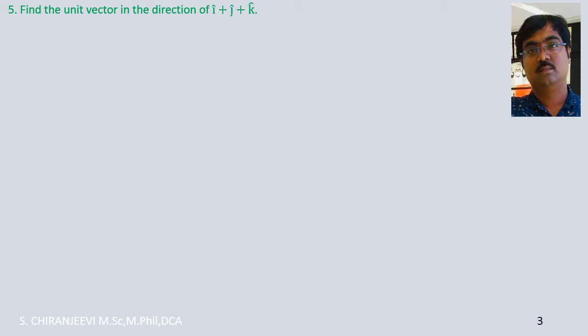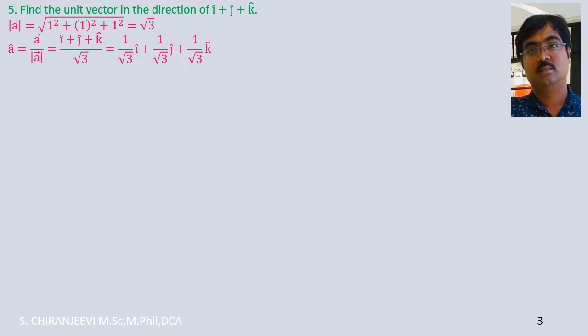Next, fifth one, find the unit vector in the direction of i plus j plus k. So magnitude A equal to root of 1 square plus 1 square plus 1 square, which is root 3. So unit vector A cap equal to vector A by magnitude A equal to i plus j plus k divided by root 3, which can be written as 1 by root 3 i plus 1 by root 3 j plus 1 by root 3 k.